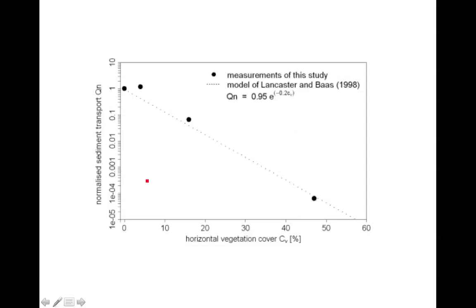So in their experiments, they were able to calculate a normalized sediment transport rate, QN, as a function of the horizontal vegetation cover. So with no vegetation, they had the highest sediment transport rates, and as the vegetation cover increased to 45%, they got a reasonable exponential decrease in the sediment transport with vegetation cover, which is described by this little equation here.